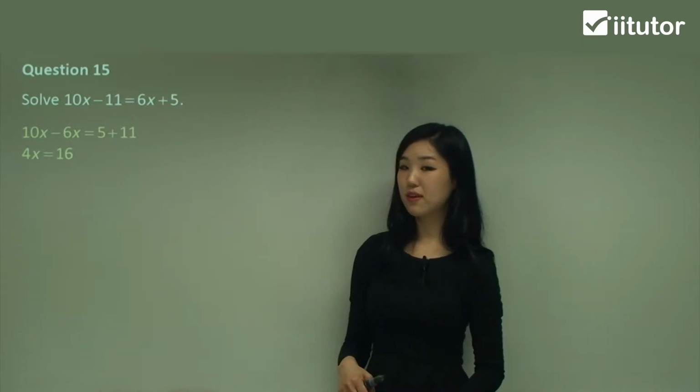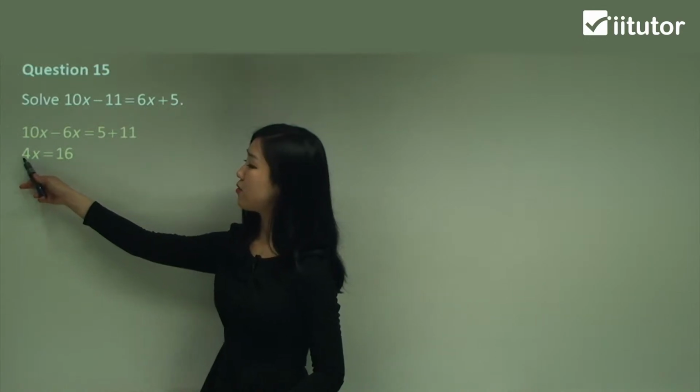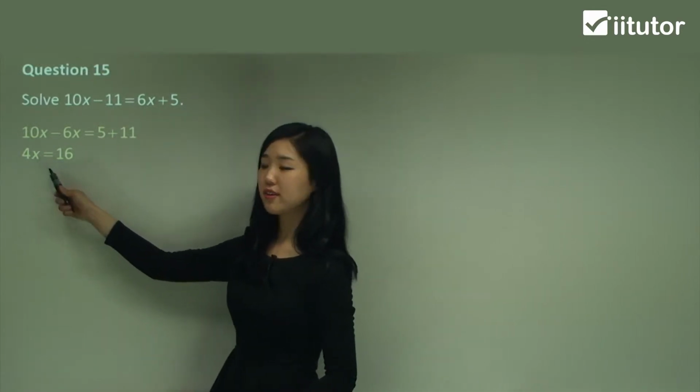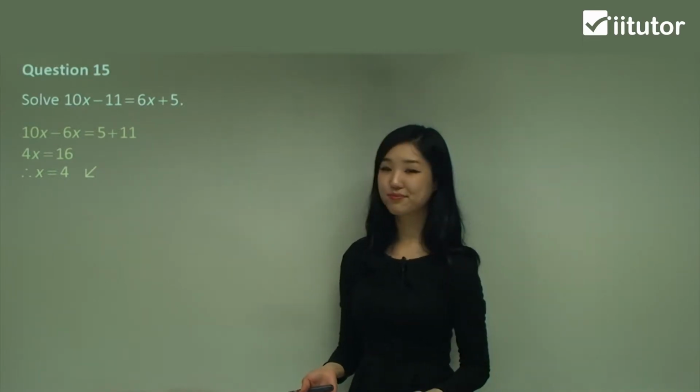Now, one more step is needed because we don't have x yet, we have 4x. So it's 4 times x, so simply divide by 4. So 16 divided by 4 is 4. Okay, so that's all I did.